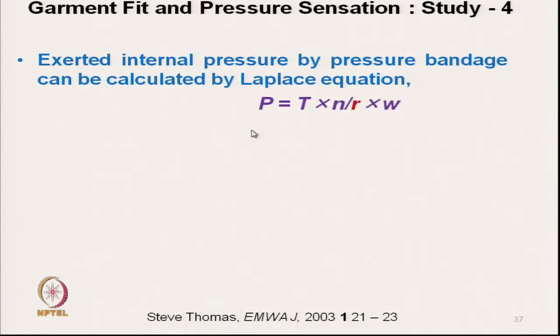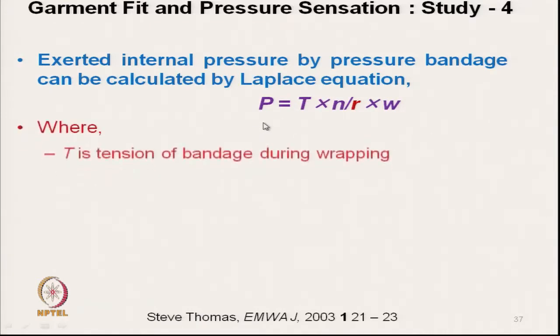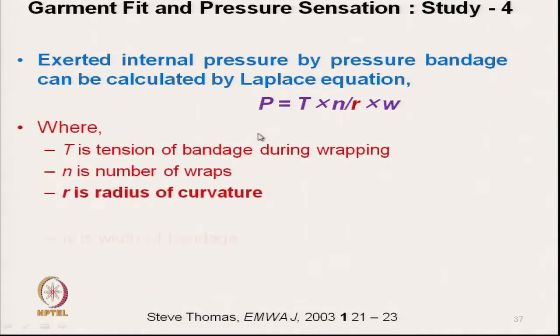In the Laplace equation, the pressure exerted by the garment is proportional to the tension of the garment or bandage wrapping. It is basically a compression bandage, the study was on compression bandage. As we increase the number of wraps, the pressure exerted on the body part increases, and it is inversely proportional to the radius of curvature.